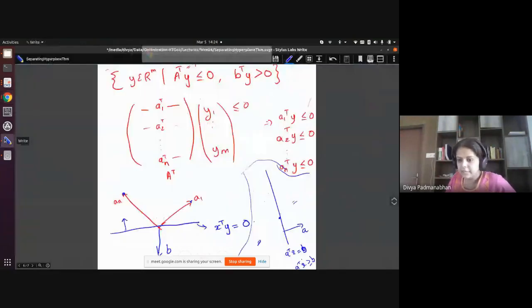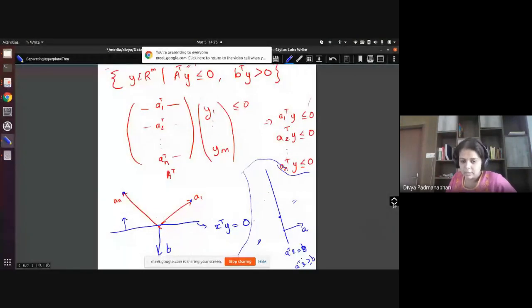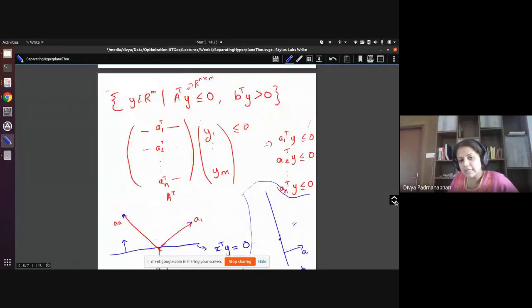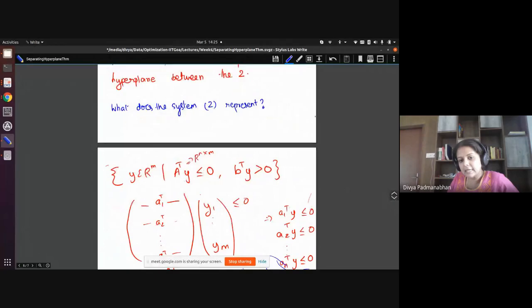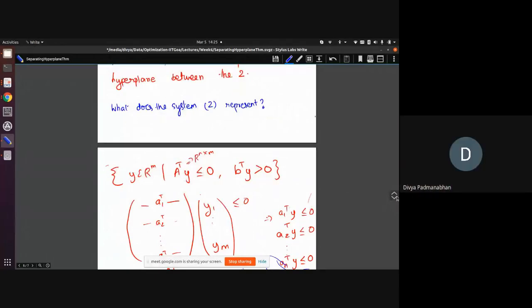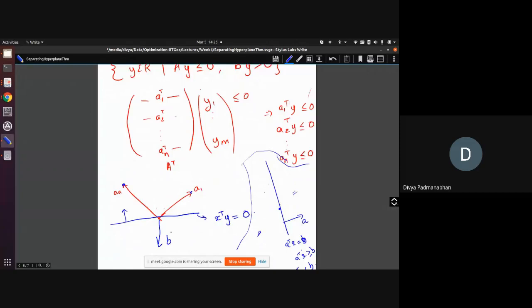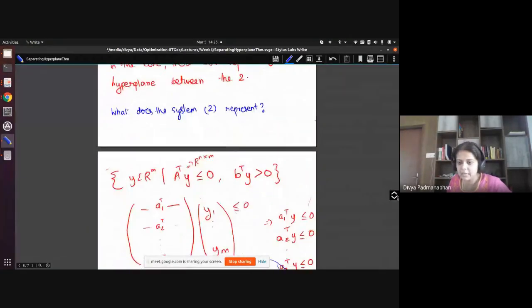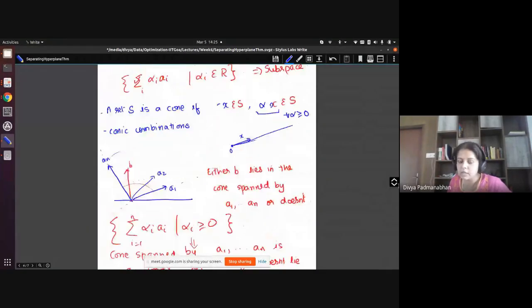Yeah, so that's exactly the idea behind the Farkas lemma. What this is telling you is, if you cannot have such a hyperplane where the A's are on one side and B is on the other side, then of course B must be on the same side of the hyperplane, and in particular, B lies in the cone span. So that's the idea behind the Farkas lemma.